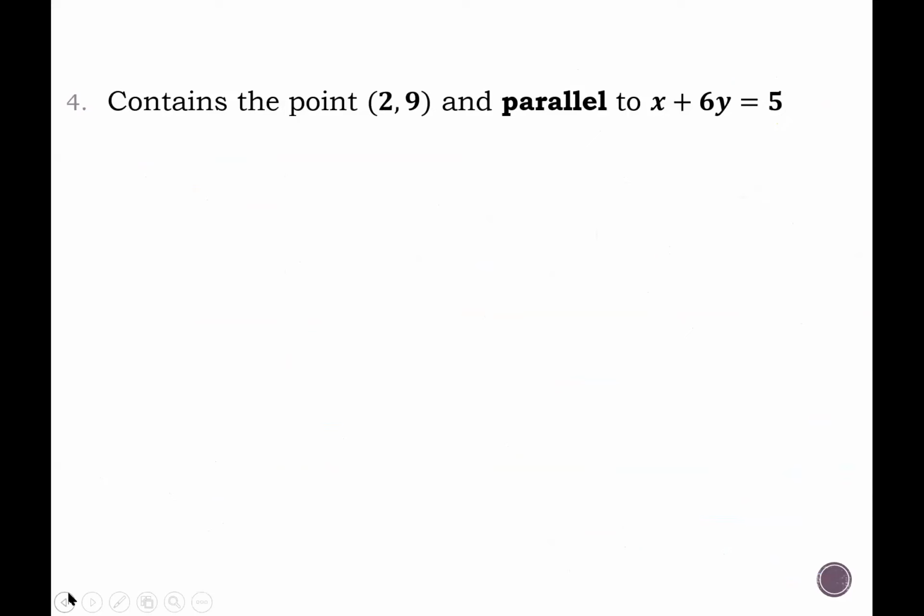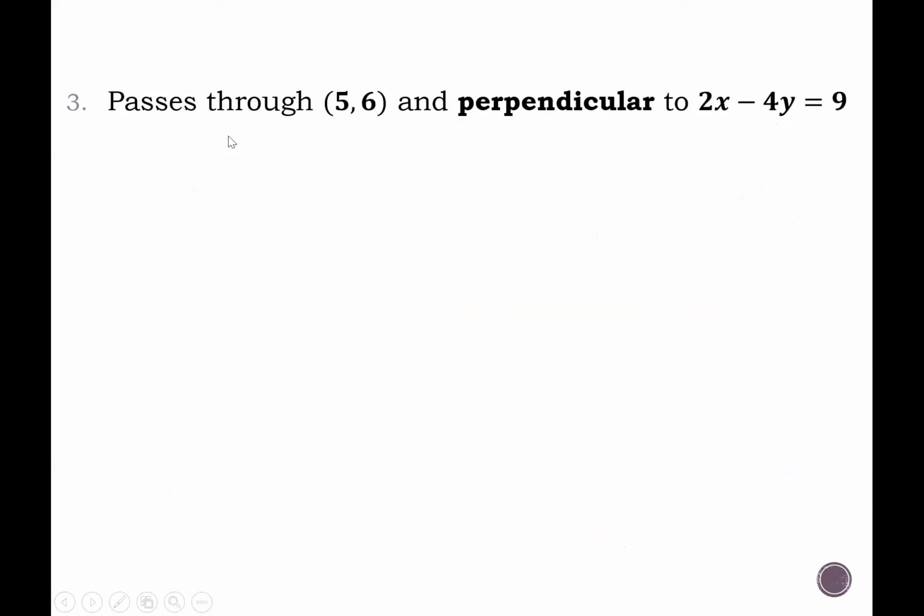It looks like we have a couple more related to parallel and perpendicular lines. So number 3, this time we're writing an equation that passes through (5, 6), that's a point, and is perpendicular to 2x minus 4y equals 9.